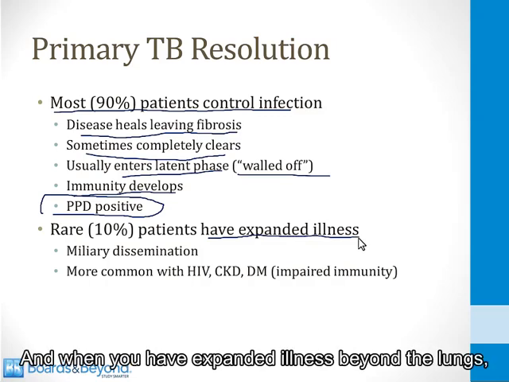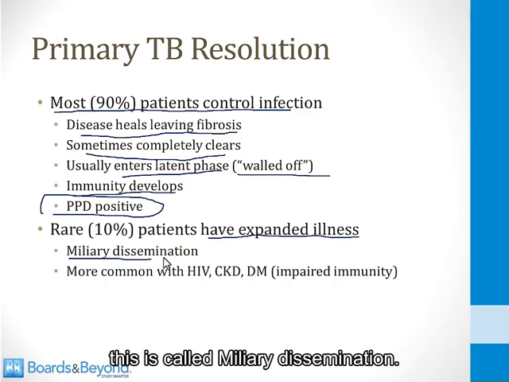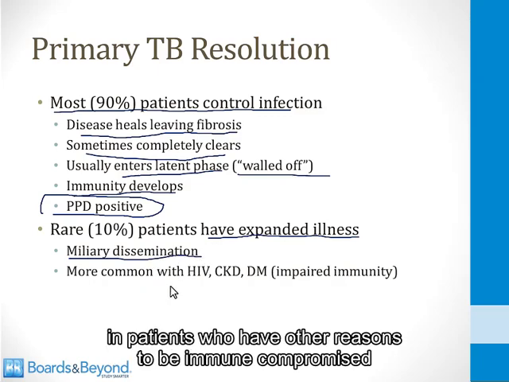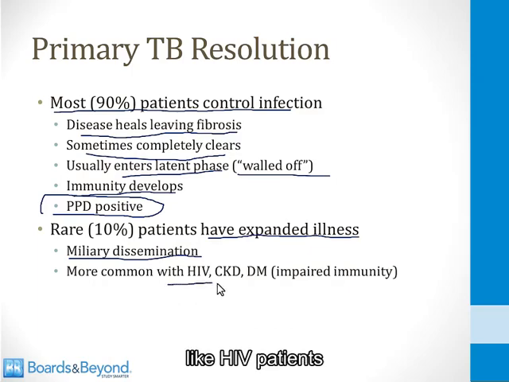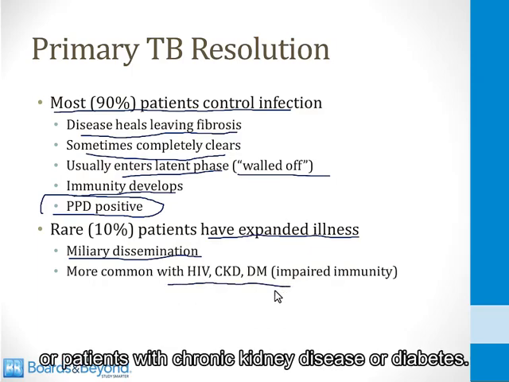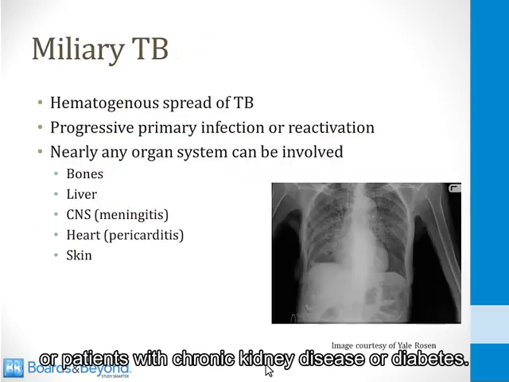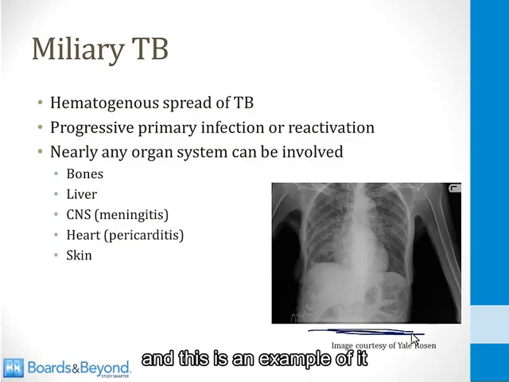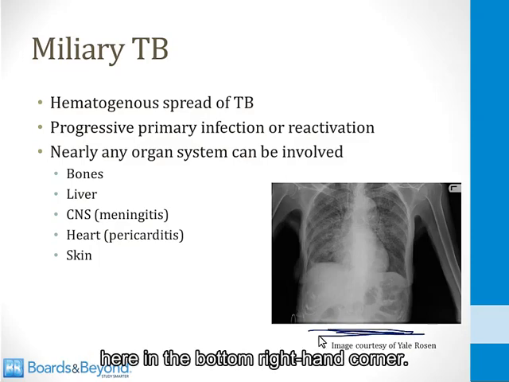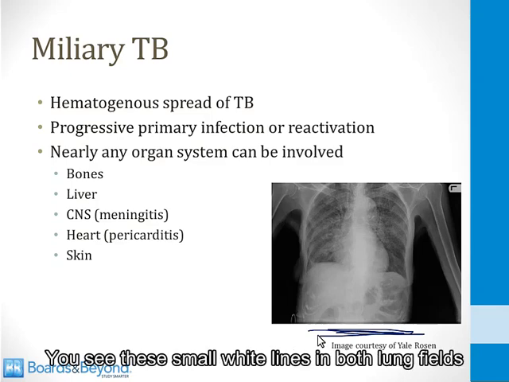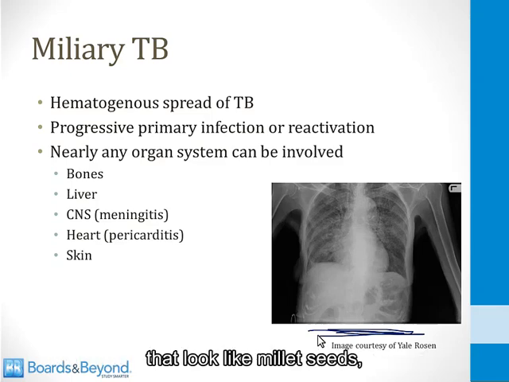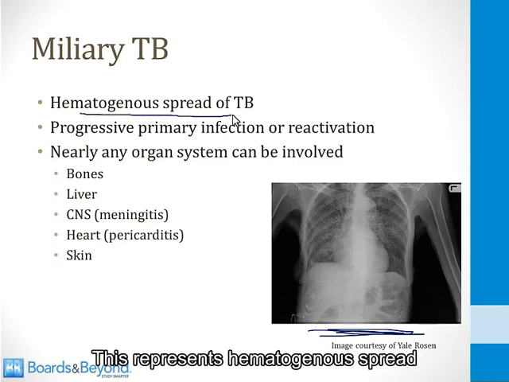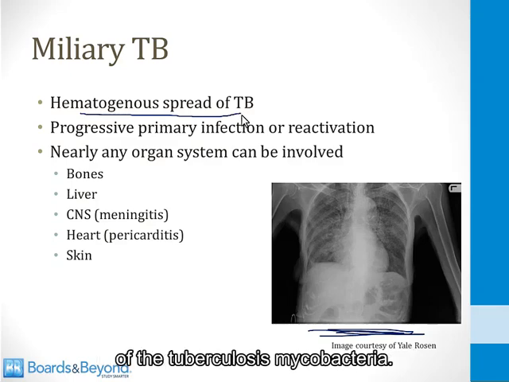And when you have expanded illness beyond the lungs, this is called miliary dissemination. And this occurs most commonly in patients who have other reasons to be immune compromised, like HIV patients or patients with chronic kidney disease or diabetes. So miliary tuberculosis gets its name from the classic appearance on chest X-ray, and this is an example of it here in the bottom right-hand corner. You see these small white lines in both lung fields that look like millet seeds, and that's why it's called miliary TB. And this represents hematogenous spread of the tuberculosis mycobacteria.